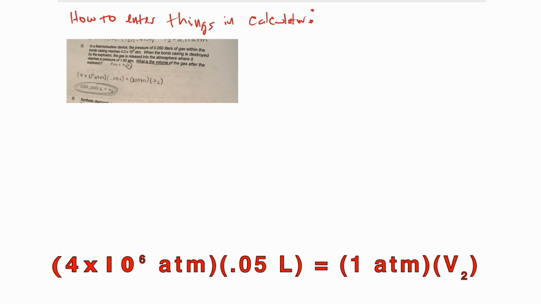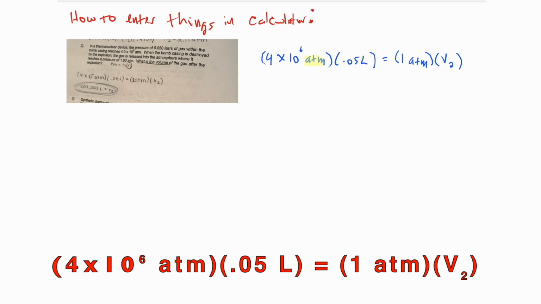We're going to talk about how to set up this gas problem so that we can easily punch it out and not make any mistake with our unit values. 4 times 10 to the 6 atmospheres. And then you have 0.05 L equals 1 atmosphere times V2. But you have to make sure that when you're doing these problems, all the units are the same.